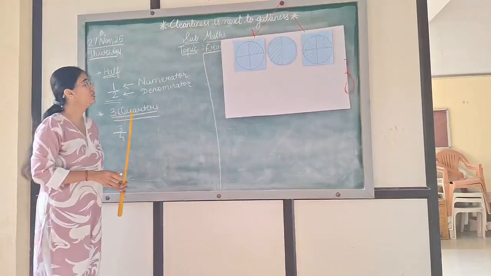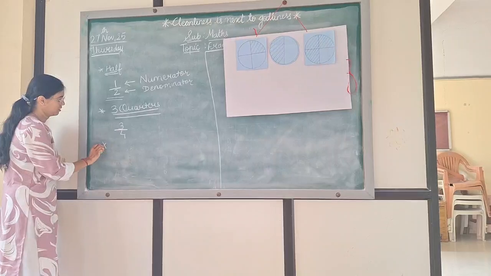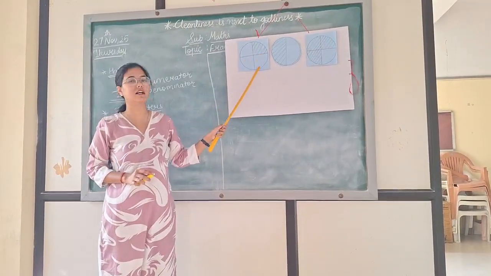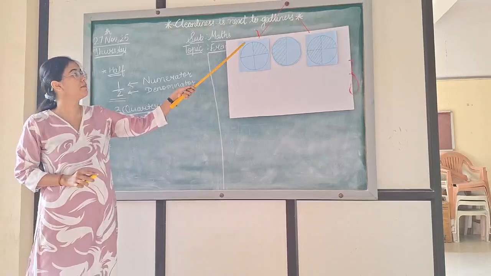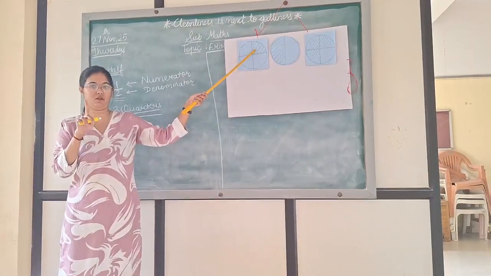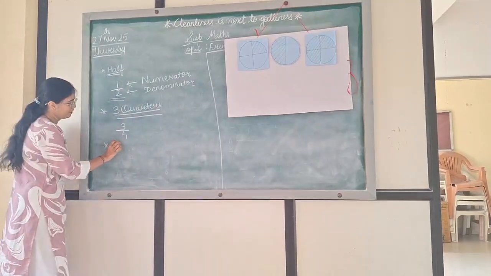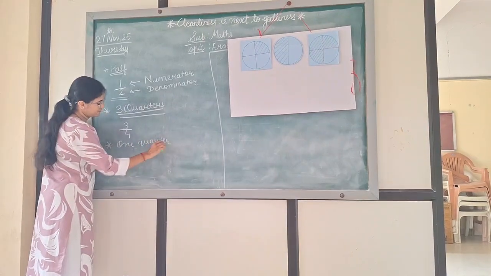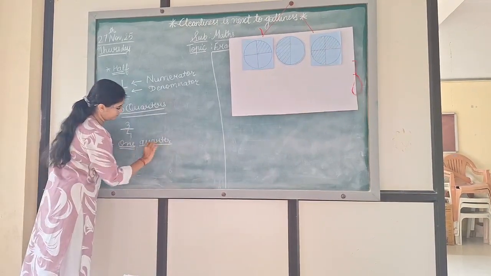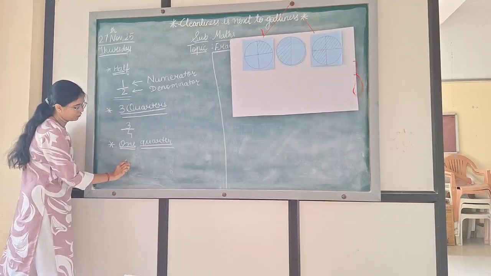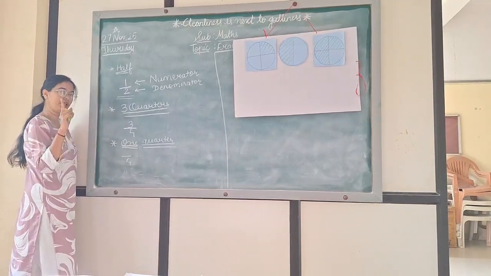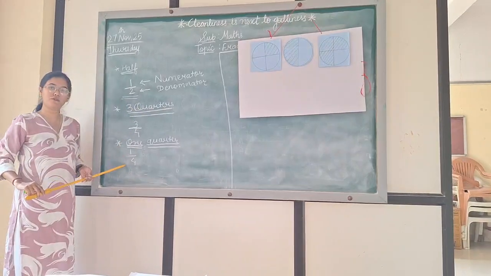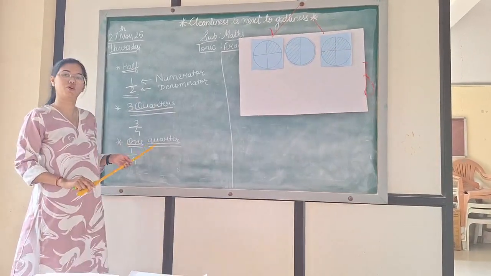Okay. Now the next is this. How many parts are there? Again 4. And how many parts are selected? Only 1. So it becomes 1/4. The total number of parts is 4, and only one part is selected, that is 1. So this is called 1/4.